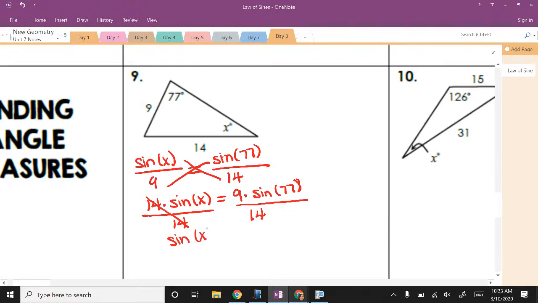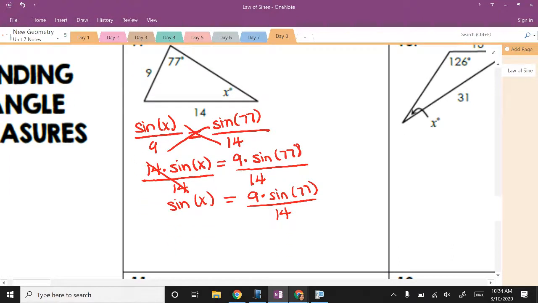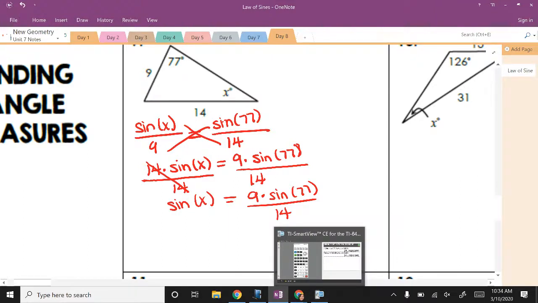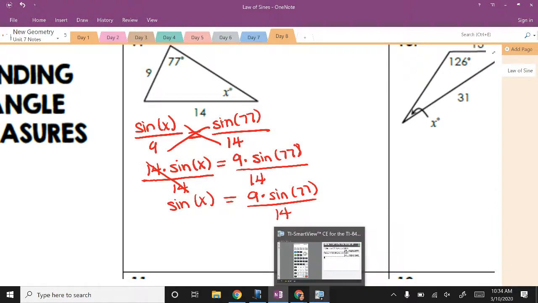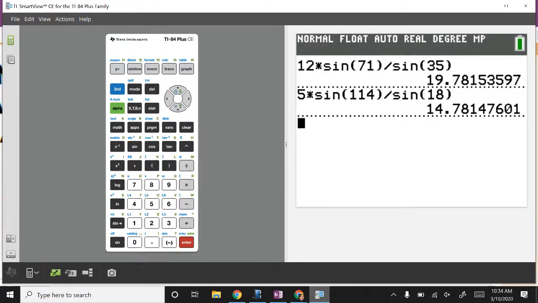So sine x equals 9 times sine 77 divided by 14. Now, the best thing I think to do is use your calculator. Y'all with me? Yes. Okay. The thing I think is best to do is go ahead and type that in your calculator.